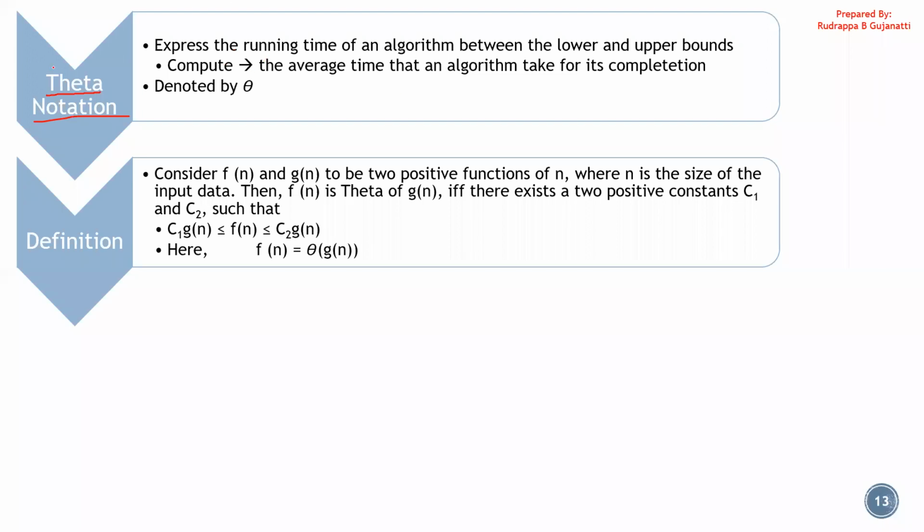So theta notation tries to express the running time of an algorithm which is between that of the upper and the lower bounds. In this case, it basically helps to compute the average time that an algorithm will take to complete its execution. So what is the time in between the upper bound and the lower bound? Theta notation is specifying that.